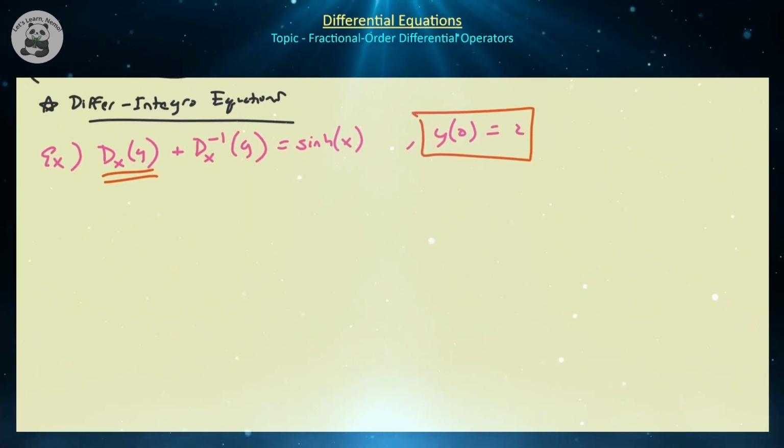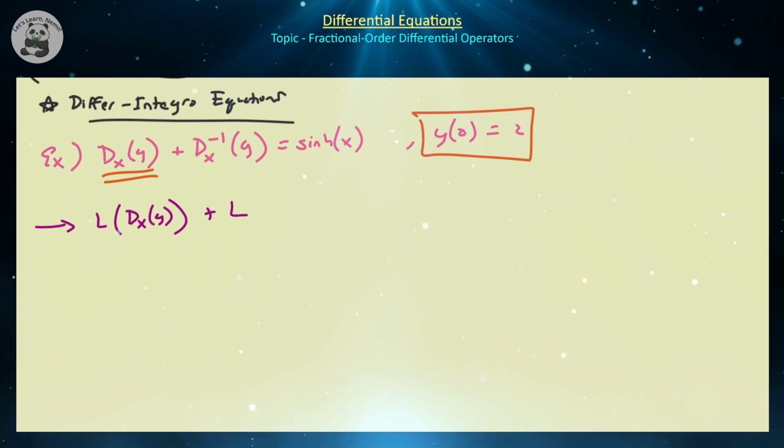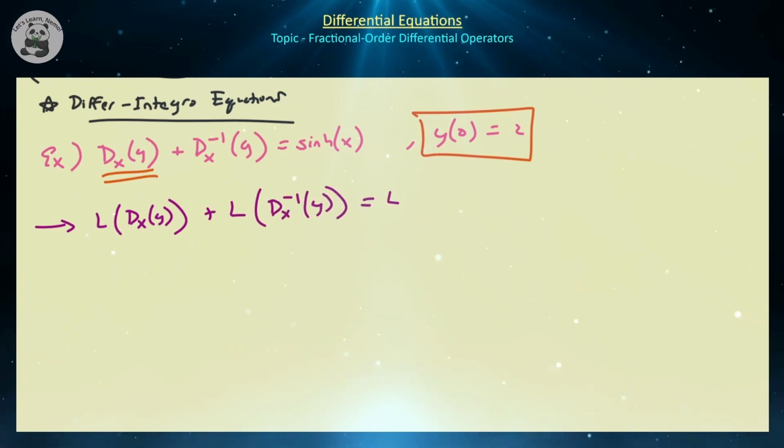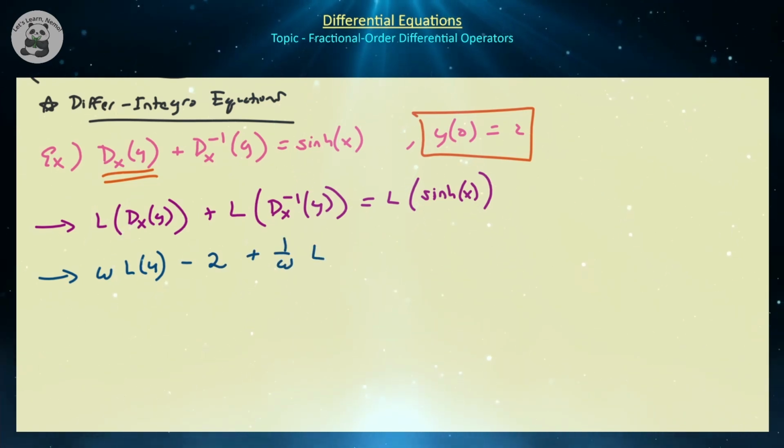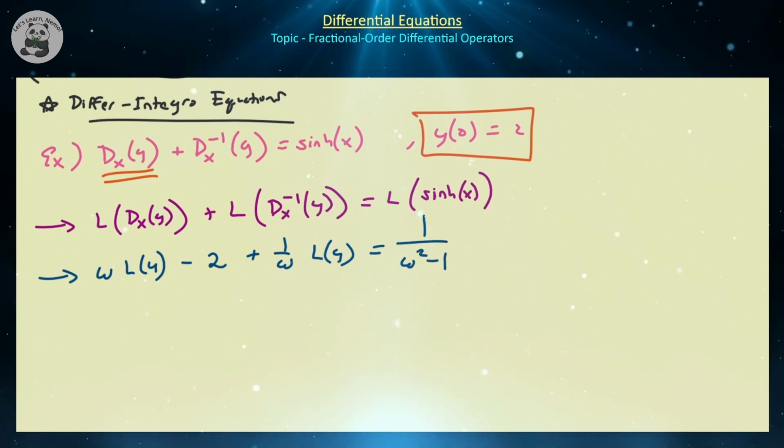So let's use some properties of the Laplace transforms here, and let's do the Laplace transform of the differential operator of y plus the Laplace transform of the inverse differential operator of y, and that's going to be equal to the Laplace transform of the hyperbolic sine function of x. So we've already proven that the Laplace transform of the differential operator will be omega times the Laplace transform of y minus the initial condition 2, and then plus 1 over omega times the Laplace transform of y, and that's going to be equal to 1 over omega squared minus 1.